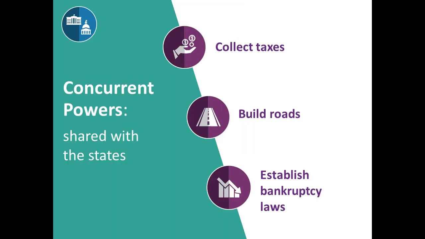The federal government also has a number of concurrent powers that it shares with the states, including the power to collect taxes, build roads, and establish bankruptcy laws.